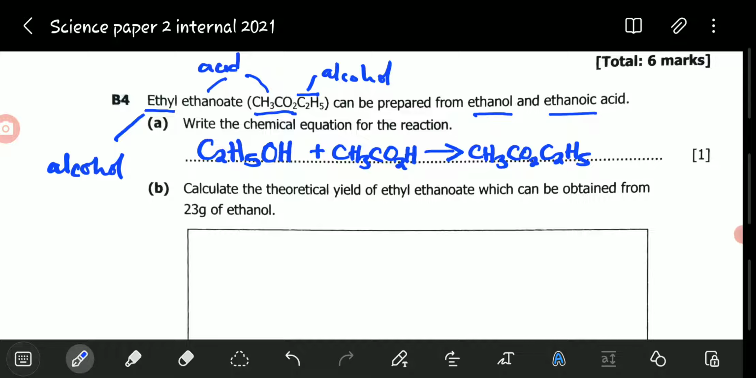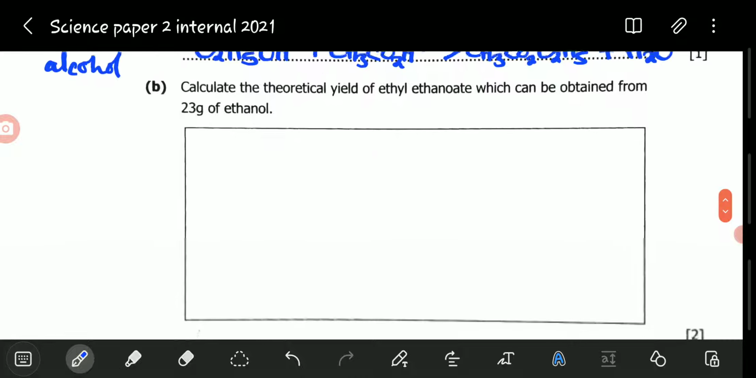Now, remember, when we were writing the names of these compounds, we added OH to the alcohol and we added an H to the carboxylic acid. These will come off, and it will be H2O. So they will form water because they are leaving these molecules to form a water molecule. So this is the equation for the reaction.